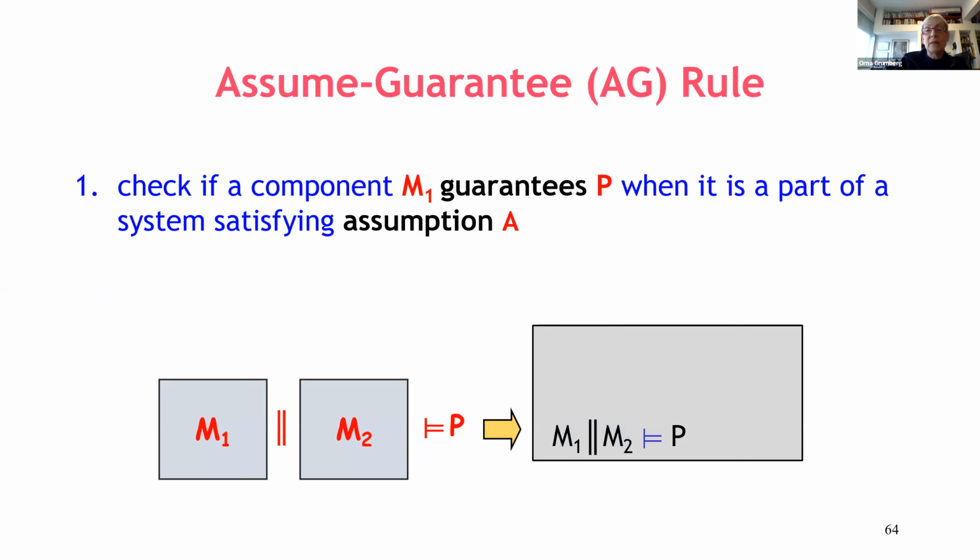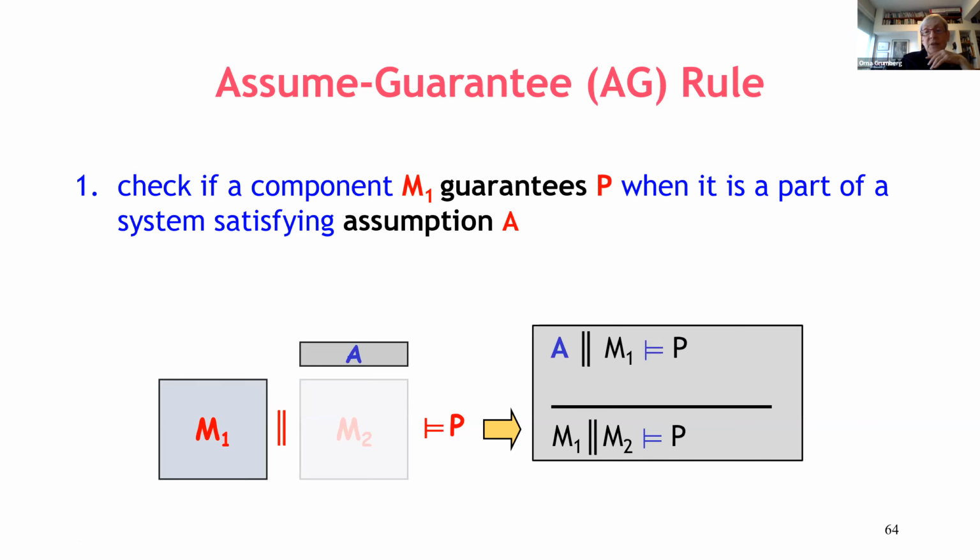In this method, we get two components, M1 and M2, and we want to verify that M1 composed with M2 satisfies P. So the first thing we do is to replace M2 by a small automaton, which we call an assumption. And we check whether M1 composed with the assumption satisfies P. Since the assumption is much smaller than M2, we get a much smaller system than if we compose M1 and M2 in full.